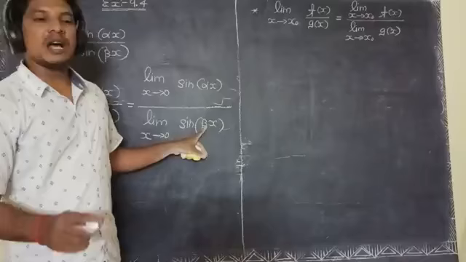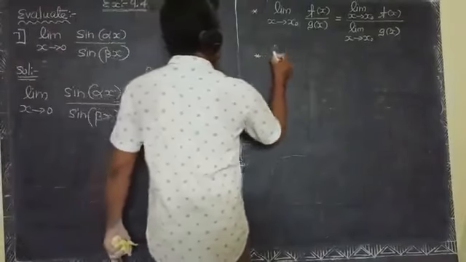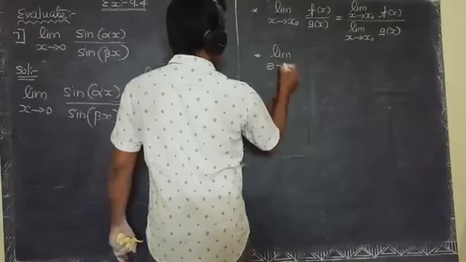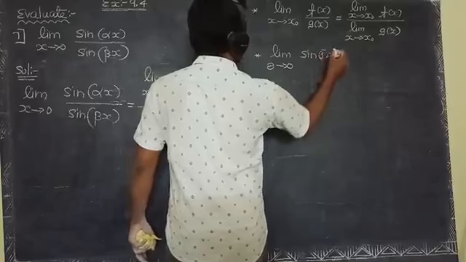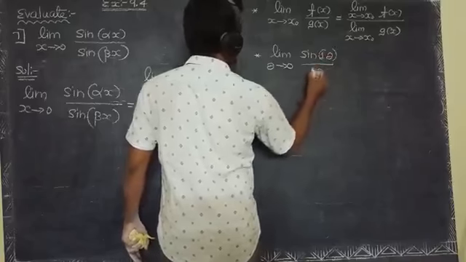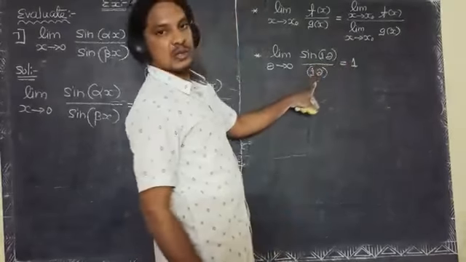So using this property, that is limit theta approaches 0, sin of 1 theta divided by theta, where 1 theta means 1 theta, which is equal to 1. Suppose 2 theta means 2 theta.